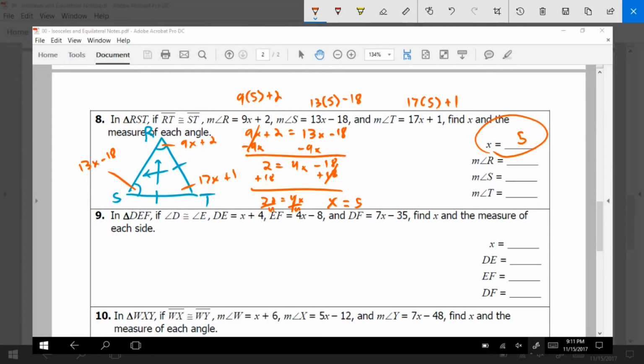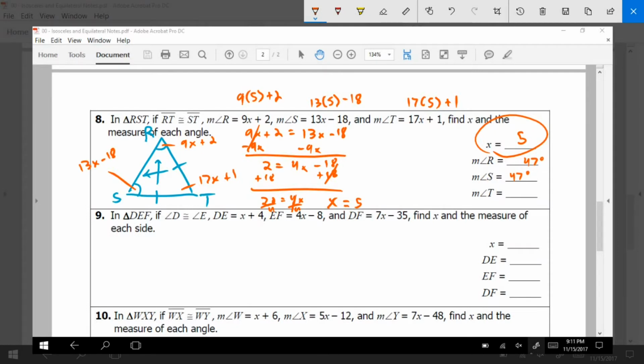So let's see what we get. Measure of angle R, 9 times 5, that's 45, plus 2 is 47 degrees. Do I even need to do the math on measure of angle S? No, because it's congruent to angle R. It's the exact same thing. That's the isosceles triangle theorem. So it's also going to be 47 degrees.